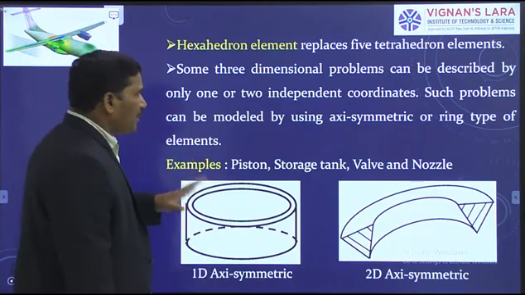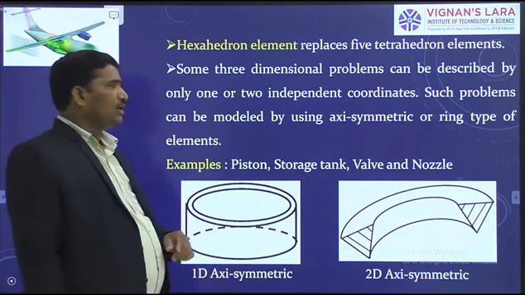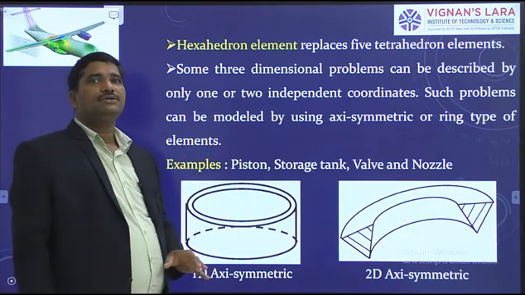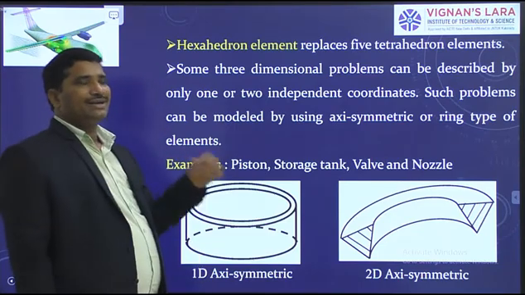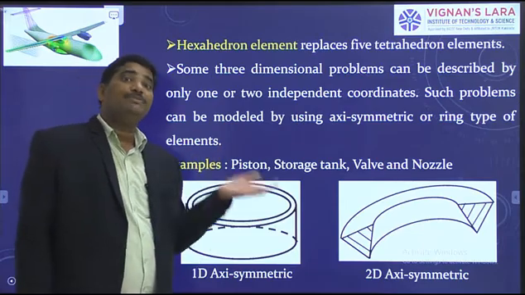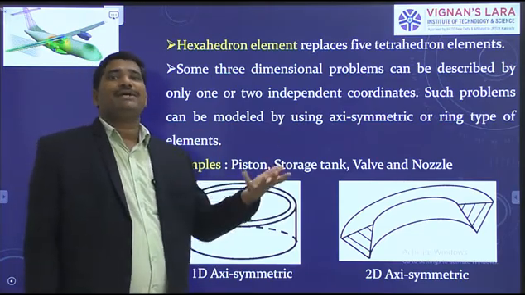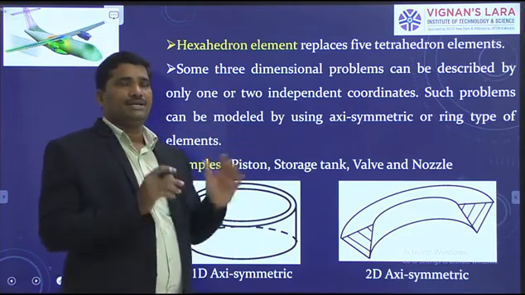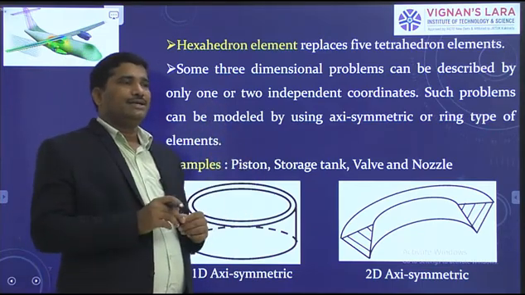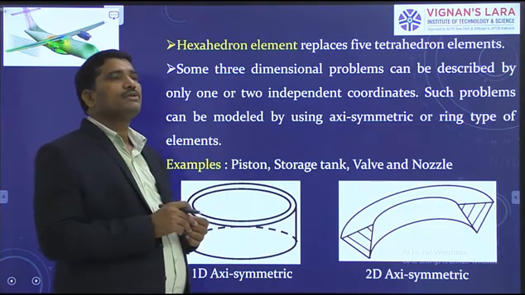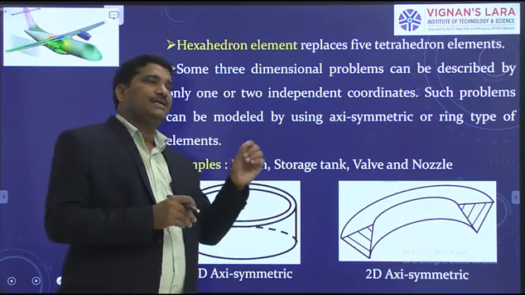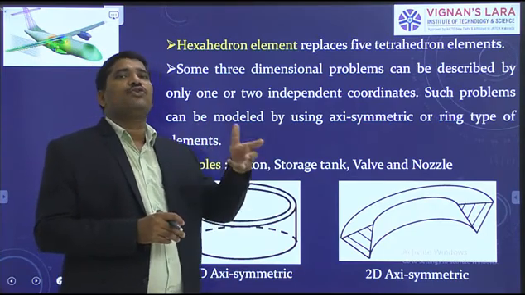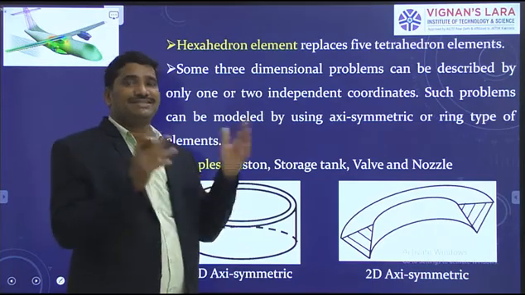Now, some three-dimensional problems can be described by one or two independent coordinates. Such problems can be modeled by using axisymmetric or ring type of elements. Example. Take a cylinder. Assume that the cylinder contains fluid under pressure. The wall of the cylinder must be strong enough to support the fluid under pressure. Then only it works safely, otherwise it bursts.